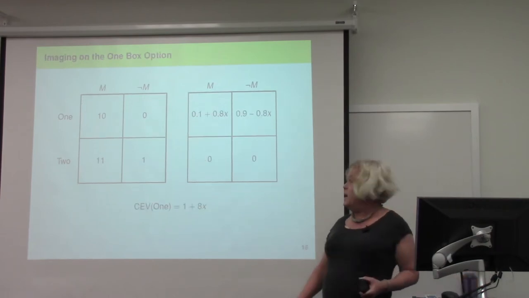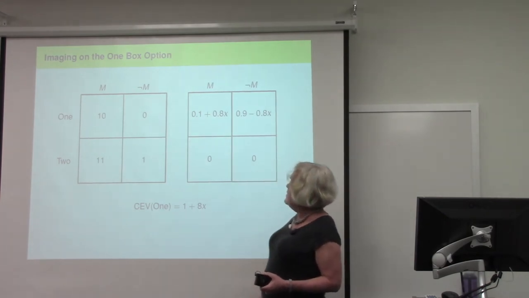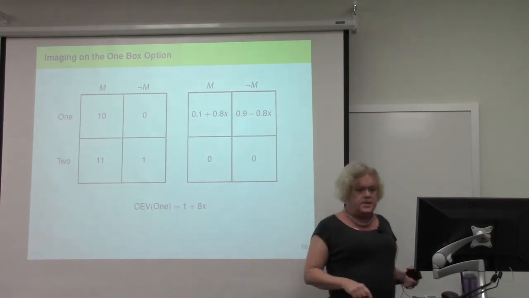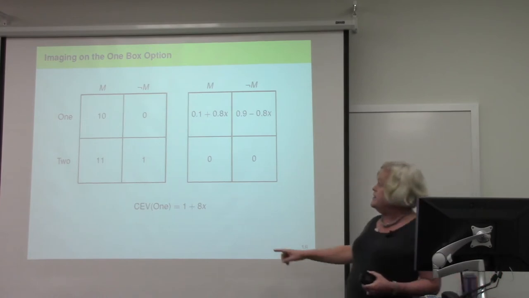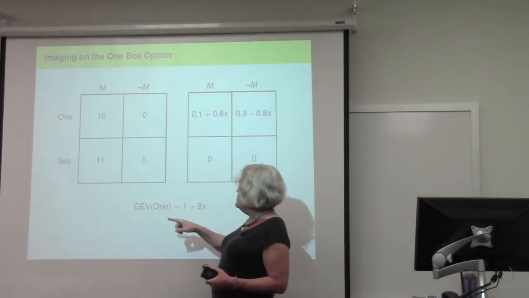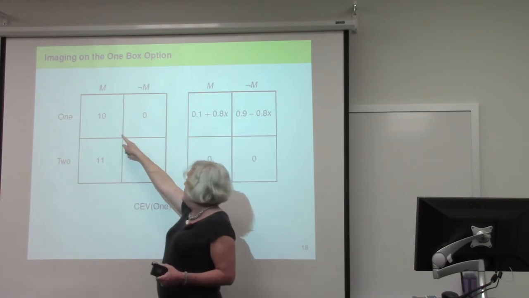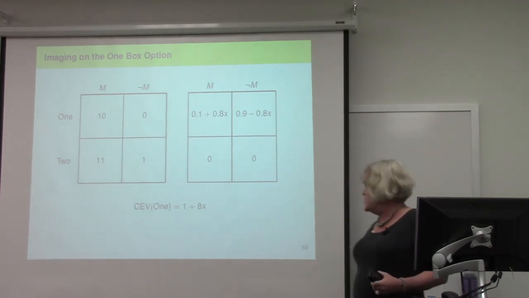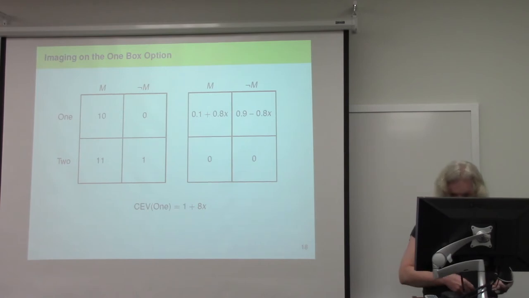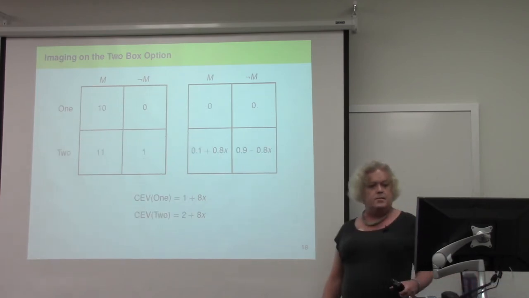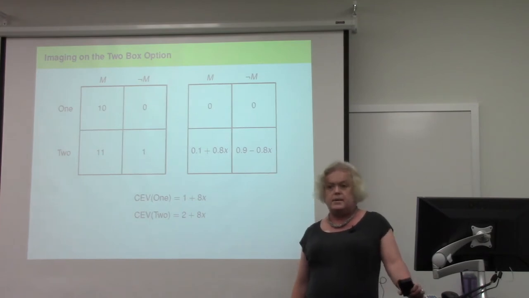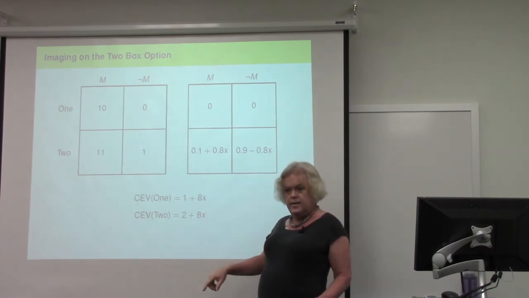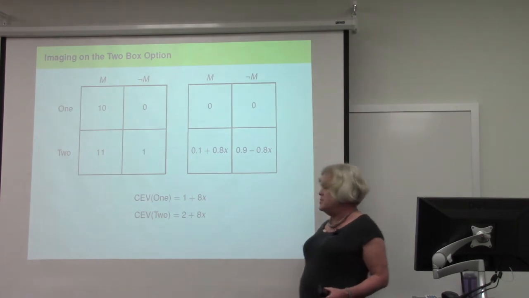So when we image on the one box option, the probability that was there gets added to that, and the probability that was there gets added to that, and we have these new post-imaging credences. Then we calculate the causal expected value, or the CEV, by multiplying this probability by 10 and this by 0, and we see that the causal expected value of the one box choice is 1 plus 8x, whatever x is. Similarly, if we do the same thing on the two box option and make the same calculation, multiplying this value by 11 and that value by 1 and adding them together, we get the causal expected value of the two-box choice being 2 plus 8x.